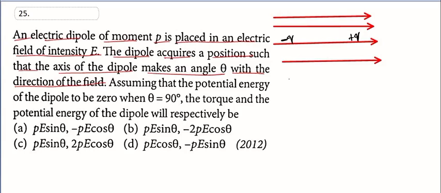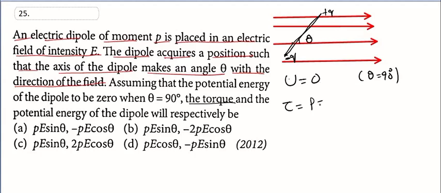So that is it, look, this is called makes an angle, how much? So the angle is equal to a certain angle theta. So minus q, this is called plus q. So this dipole makes an angle theta. Assume that the potential energy of the dipole to be 0. So the potential energy of the dipole is 0 when theta is equal to 90 degree. The torque and potential energy of the dipole. However, what is the torque? So torque is equal to, what is it here, PE sin theta.